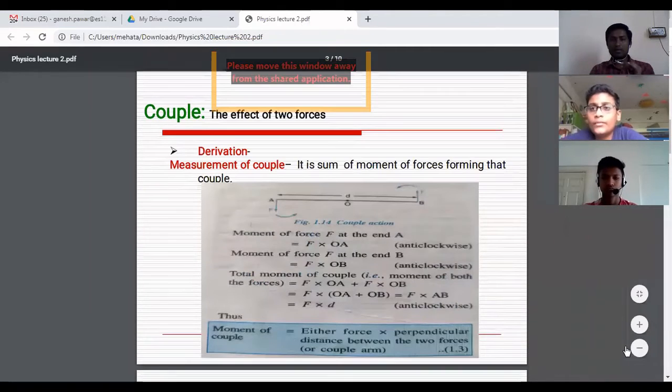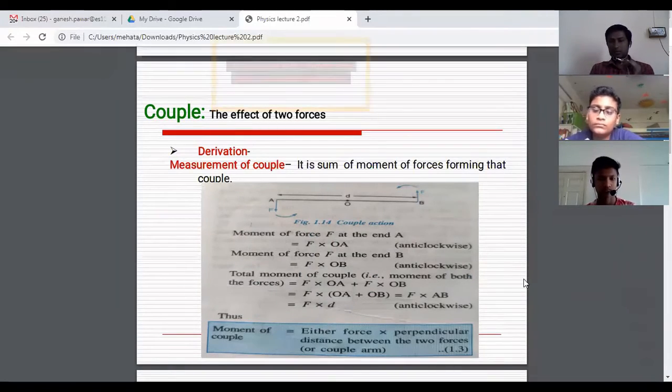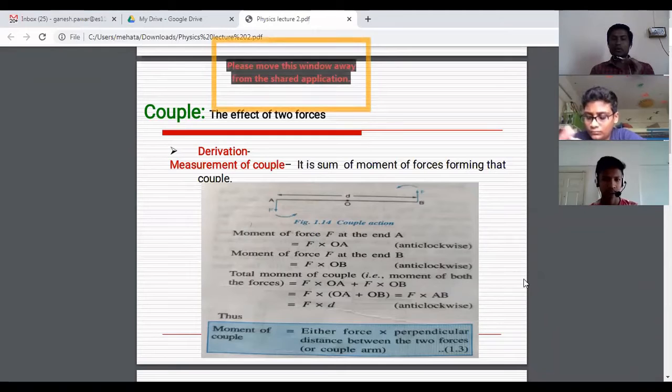Now, a very important part. Here we have to write the formula for couple. Just like we have written the formula for moment of force, right now we are going to write the formula for how to measure the couple. You can see I have written one statement here, and you have to remember this statement. In couple, we have to consider the effect of two forces.